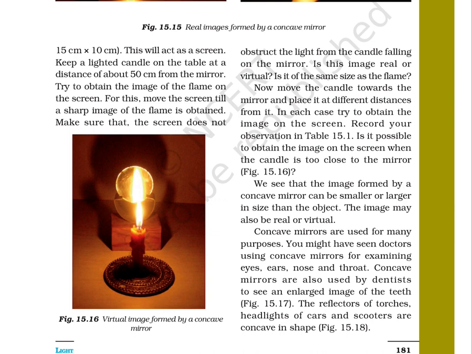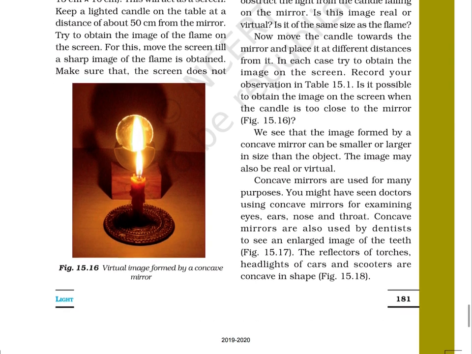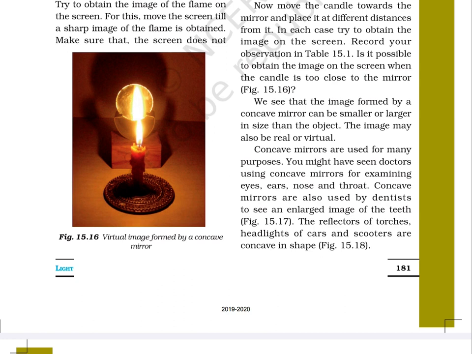Now, move the candle towards the mirror and place it at different distances from it. In each case, try to obtain the image on the screen. Record your observations in Table 15.1. Is it possible to obtain the image on the screen when the candle is too close to the mirror? You can observe this in Figure 15.16. We observe that the image formed by a concave mirror can be smaller or larger in size than the object.